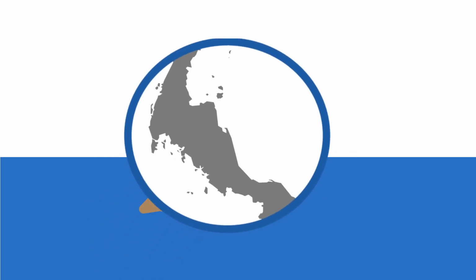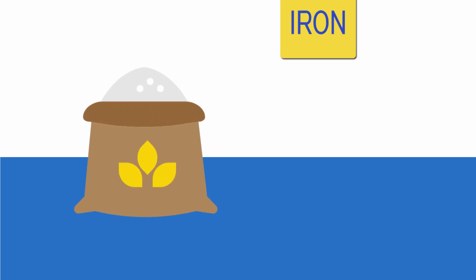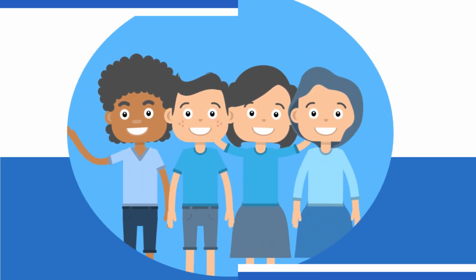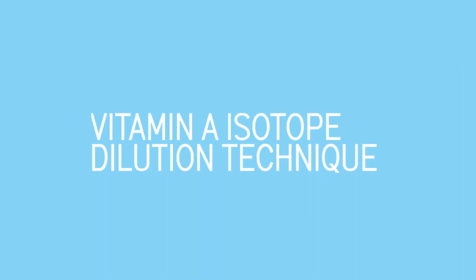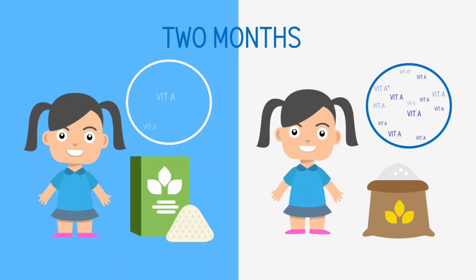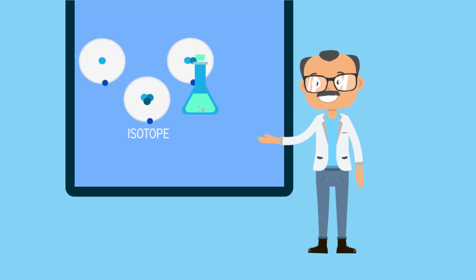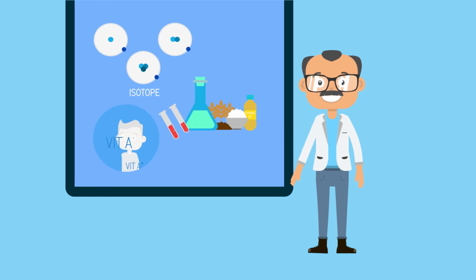The IAEA is helping countries use this technique to develop and evaluate programs aimed at reducing vitamin A deficiency. For example, in southern Thailand, rice was fortified with iron, zinc, and vitamin A and fed to a group of school children. The vitamin A isotope dilution technique revealed that school children who consumed the fortified rice for 2 months had significantly increased their vitamin A stores. This would not have been detected with other methods.